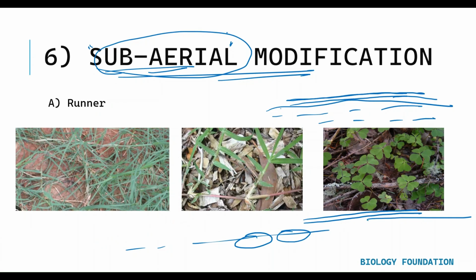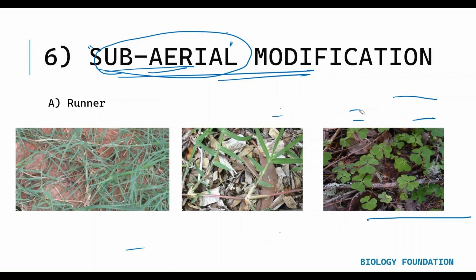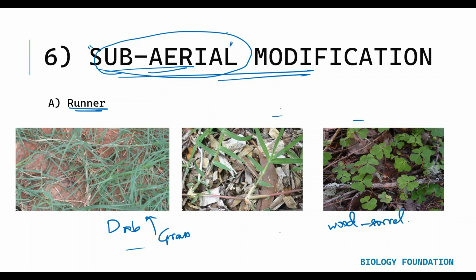Okay, let me first erase this off. Okay, let's understand runners. These runners are usually found in grasses. The grass that you find here is called doob grass. This is doob grass and this is wood sorrel plant. Now here what actually happens is, can you see the stem is growing horizontally and near the node there is a plant that is developing.